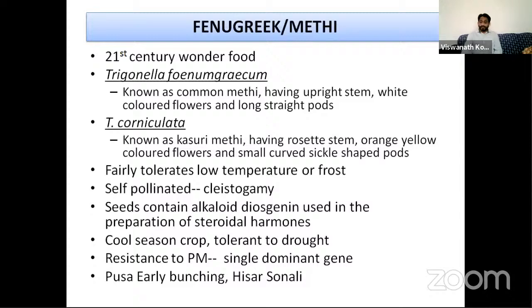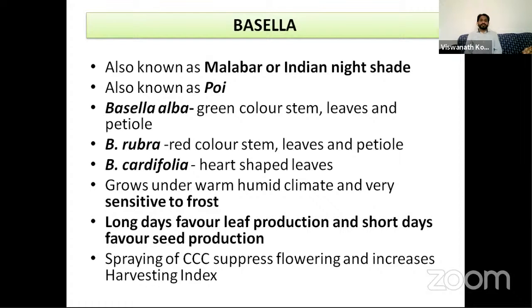So Basella, also known as Malabar nightshade, is commonly known as Poi. Again, based on the color there are two types: Basella alba, green color, and Basella rubra, red color. Basella is a warm humid crop, sensitive to frost, and long days favor leaf production, and short days favor seed production in Basella.